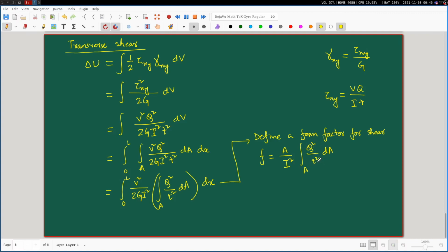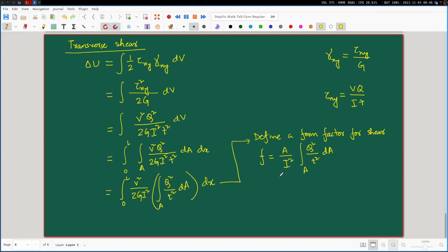This Q square by t square becomes m to the power 4, and then you also have this integration with respect to A, and that A is m square. So you have m to the power 4 from here and m square from here, so this entire thing becomes m to the power 6. And remember that this was 1 by m to the power 6. So m to the power 6 in the denominator, this entire thing is m to the power 6. So this thing is actually dimensionless. It has been defined in such a clever fashion that the entire thing is made dimensionless.